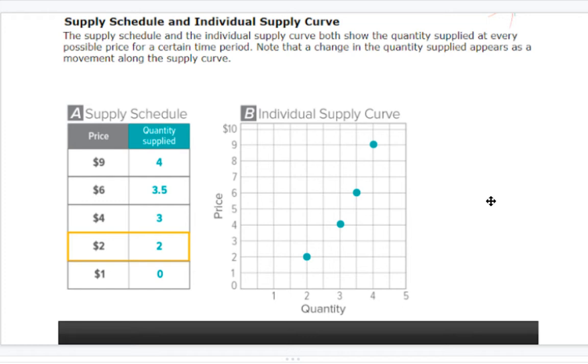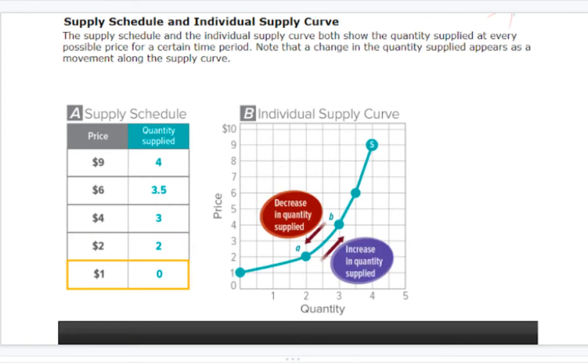If we graph the chart, you see here we put the dots in, and you'll be able to see again a positive slope. At $9 we're willing to produce 4 units of quantity. At $6 we're willing to do 3.5. Well, how could you do 0.5? Again, this is a model, so that's just showing you an example of what we would be willing to do. There's a decrease in the quantity supplied as we go down, and an increase in quantity supplied as we move up and the price goes up.